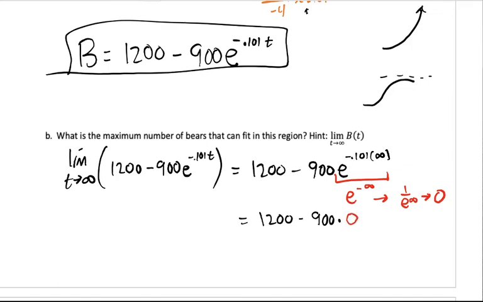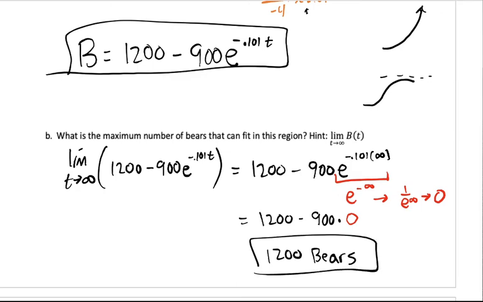So that means that the maximum number of bears is just going to be 1200, because 1200 minus 0 is 1200. So bears, 1200 bears. That's our max number of bears. Wasn't that bad, right? Maybe not the most fun thing you've ever done, but, you know, manageable.